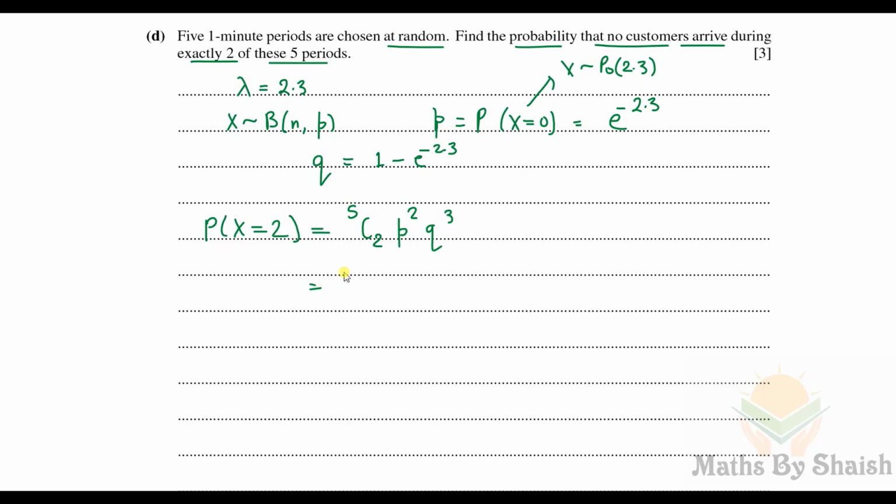So it is 5C2 times success probability to the power 2 and failure probability to the power 3, and hence 5C2 is 10, p squared means e to the power minus 2.3 whole squared, q cubed is 1 minus e to the power minus 2.3 whole cubed, and this value is 0.0732. That's the answer.